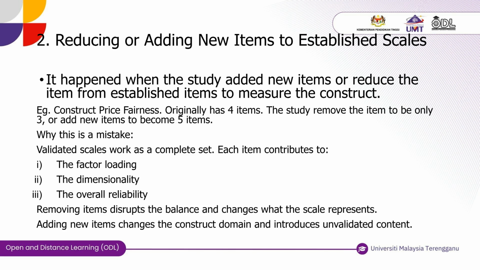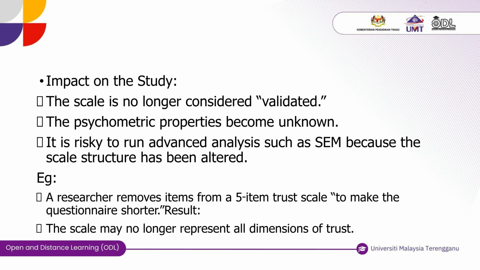The second mistake is reducing or adding new items to establish scales. Validated scales work as a complete set, and altering them disrupts the balance of factor loading and dimensionality. New items introduce unvalidated content. The impact of this mistake is conceptual invalidity. The scale is no longer considered validated, and its psychometric properties become unknown. For instance, removing items from a trust scale may cause it to fail to represent all dimensions of trust.